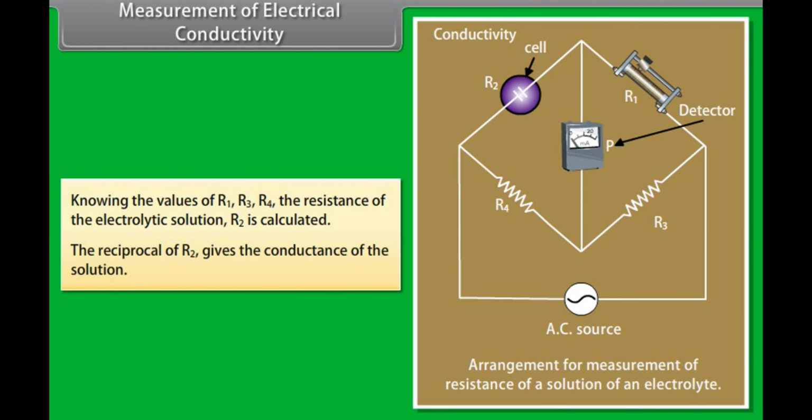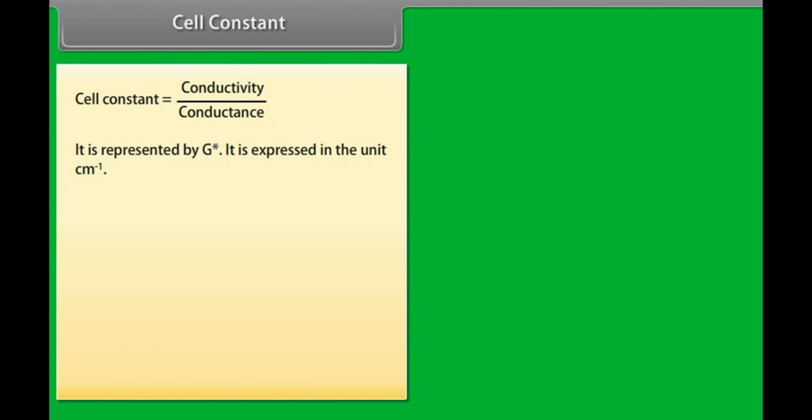The reciprocal of R2 gives the conductance of the solution. Cell constant. Cell constant is equal to conductivity upon conductance.